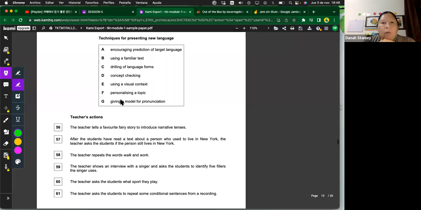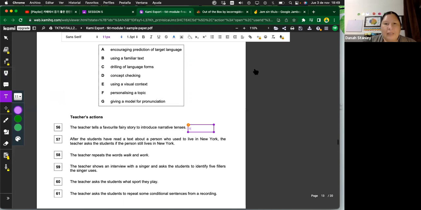So let's check, okay? So techniques for presenting new language. You have the teacher tells a favorite fairy story to introduce narrative tenses. What technique is that? Letter B. Very good. That is letter B. That is using a familiar text. Excellent. Very good.